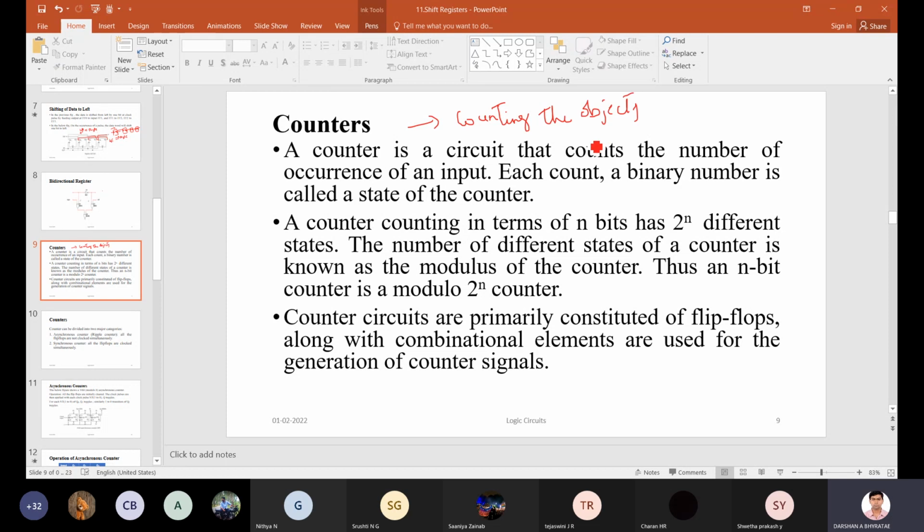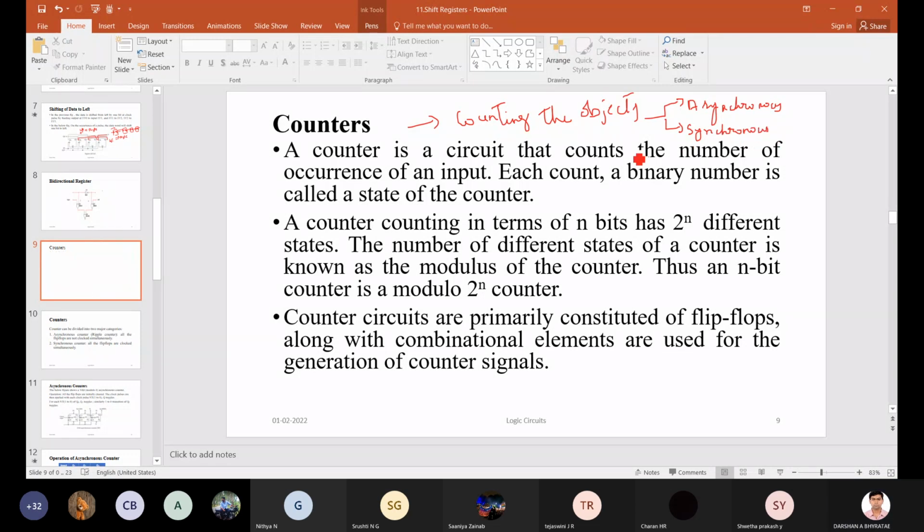Okay, how can you perform the counter? If I want to perform the counter, again I have two types of counter. One is called asynchronous counter. The other one is called synchronous counter here.